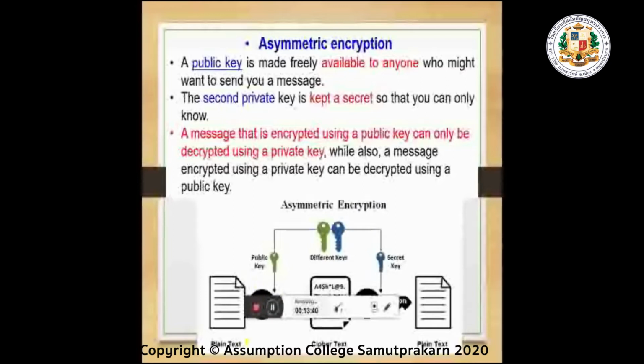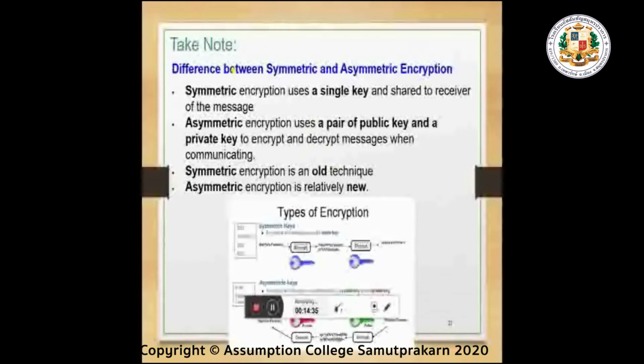So let's see this diagram. From plain text, a public key will be used. The plain text will be changed to a ciphertext, and a secret key, or a different key, will be used to make the ciphertext return to plain text. So remember, the public key and the secret key are not the same. The public key is freely available to anyone. And then the second key is a secret key that's only for the receiver. So a message that is encrypted using a public key can only be decrypted using a private key.